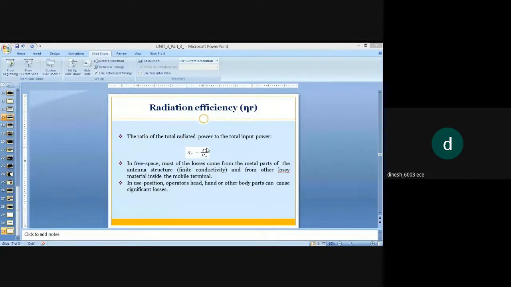Which is radiation efficiency. So the radiation efficiency is defined as the ratio of the total radiated power to the total input power. In most free space propagation, most of the losses come from the metal parts of the antenna structure, which are finite conducting materials, and from other lossy materials inside the mobile terminals. So this radiation efficiency will give us how much amount of power is radiated from the antenna. So this is used in use positions, operator's head or hands or other body parts that can cause less significant losses.